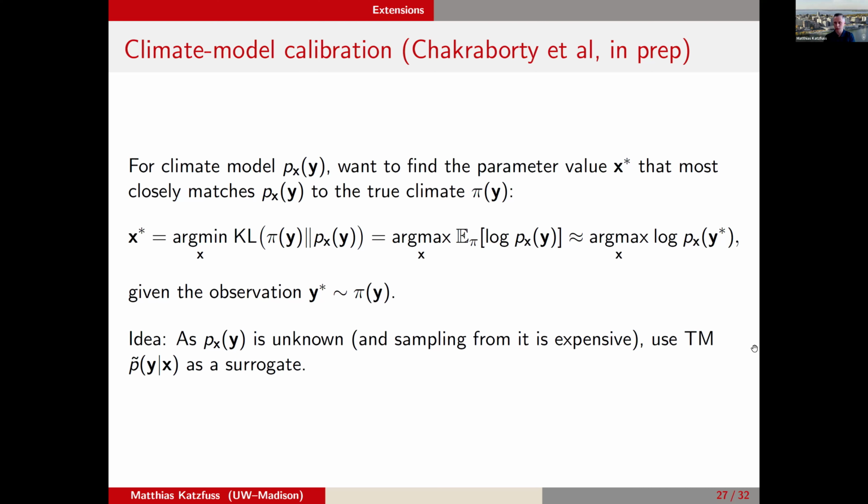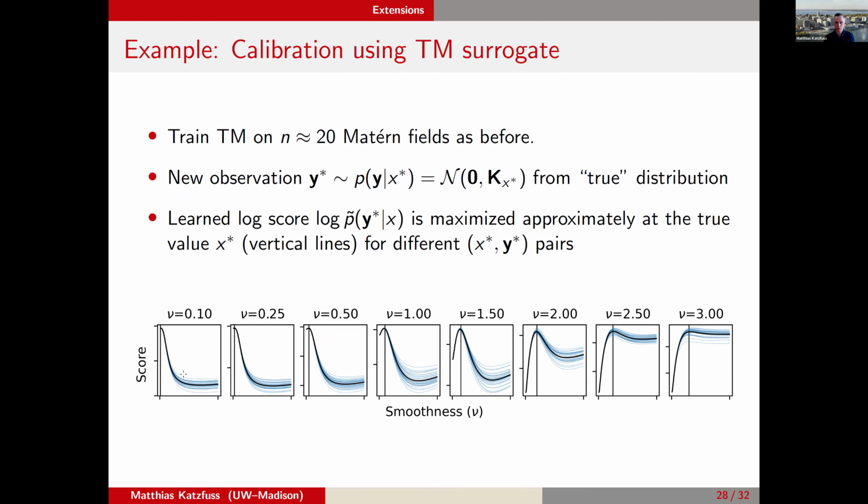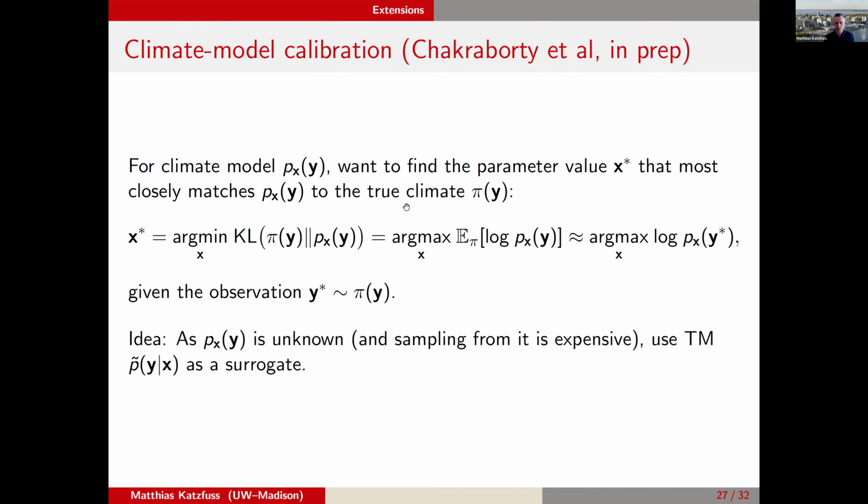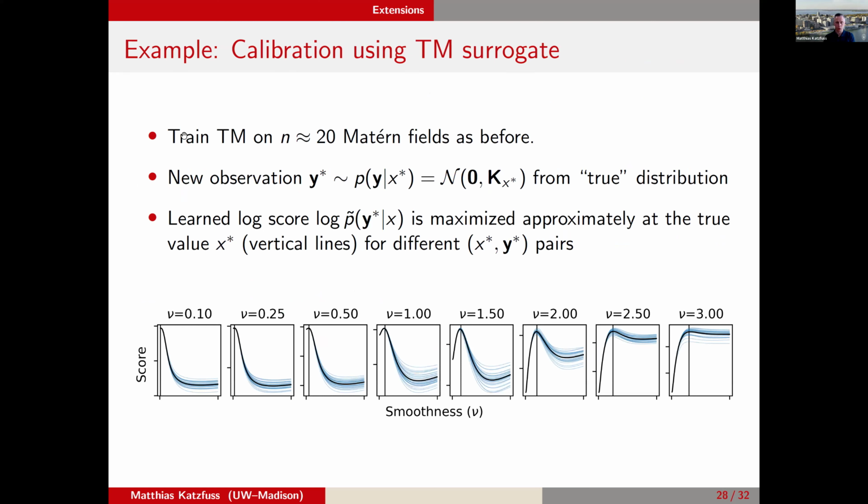And so the idea would then be to use our transport map, or the estimate that we get for this distribution of y given x, that I'm calling p tilde y given x here, as a surrogate for this optimization problem. Here's an illustration of what that might look like in this setting. So we have these Matern fields. X determines the log smoothness of the Matern. And now we train the transport map on the order of 20 Matern fields for different x's.